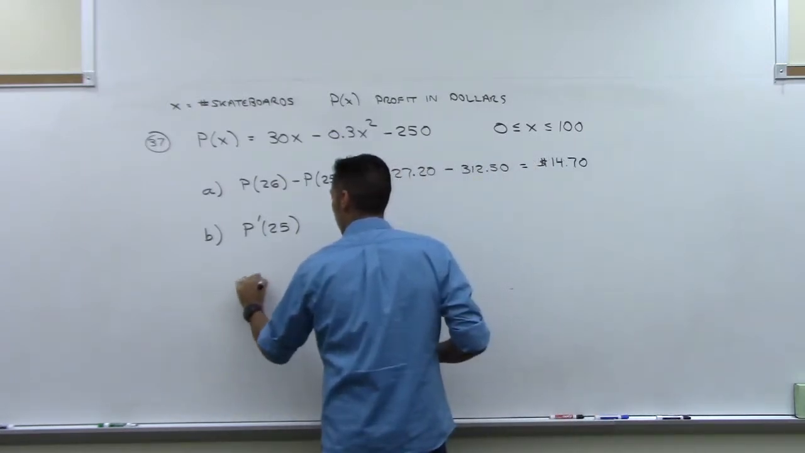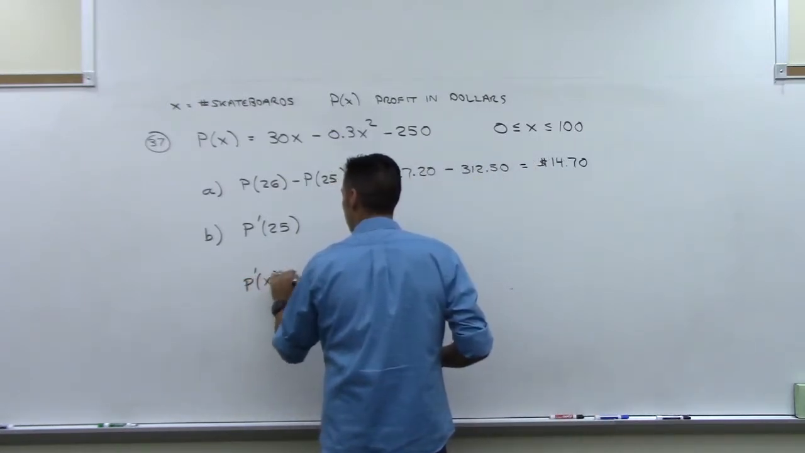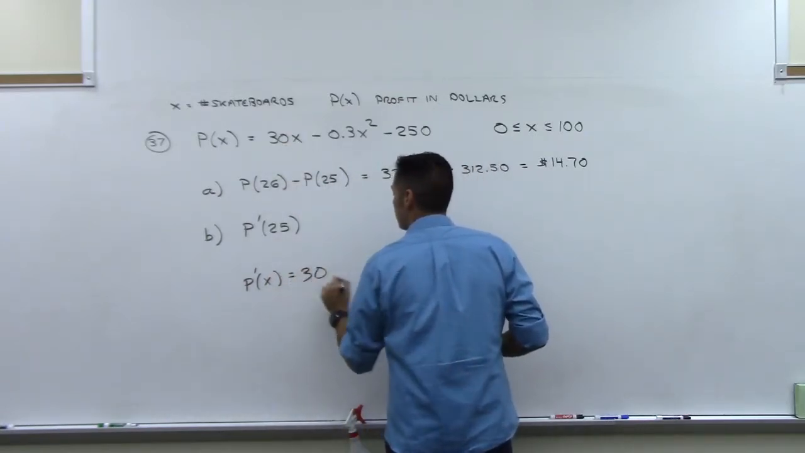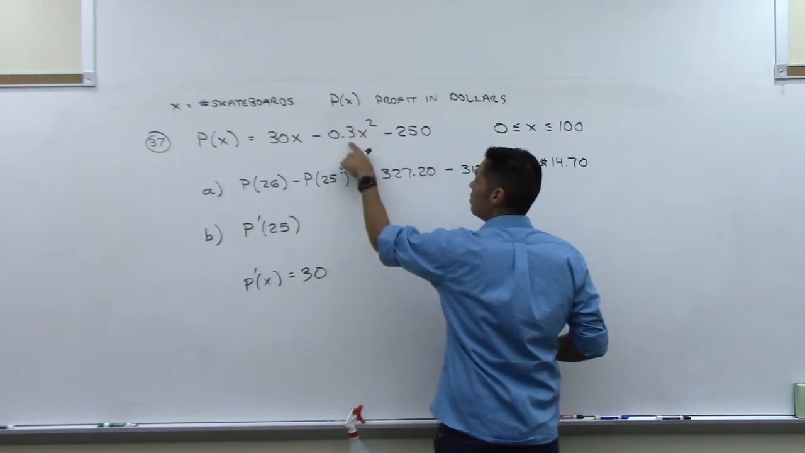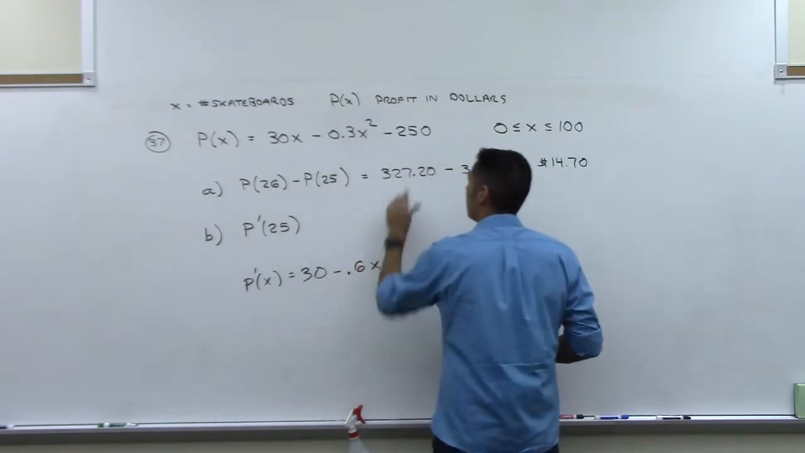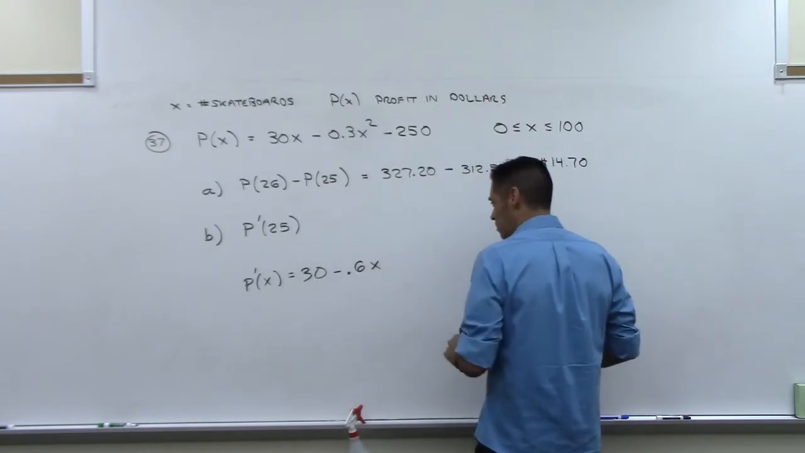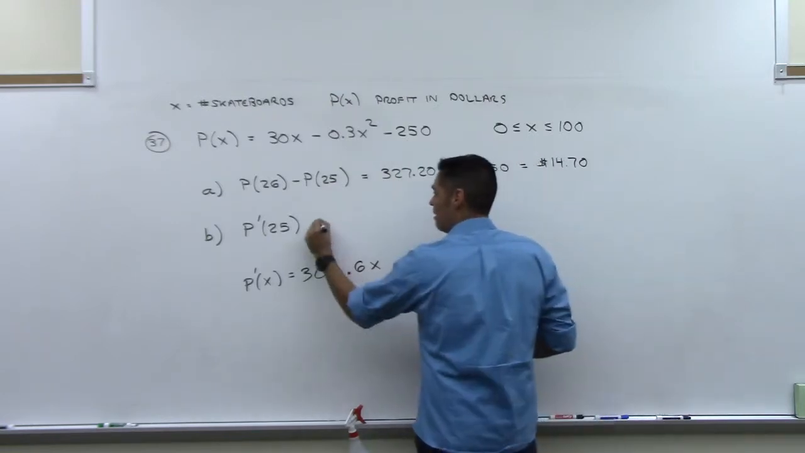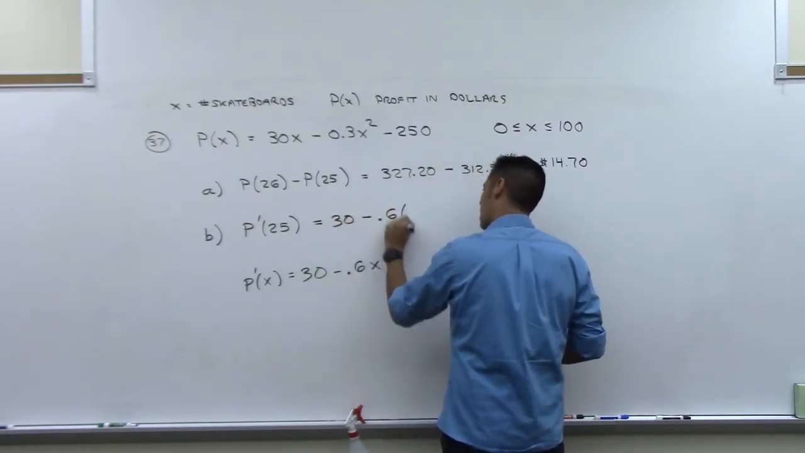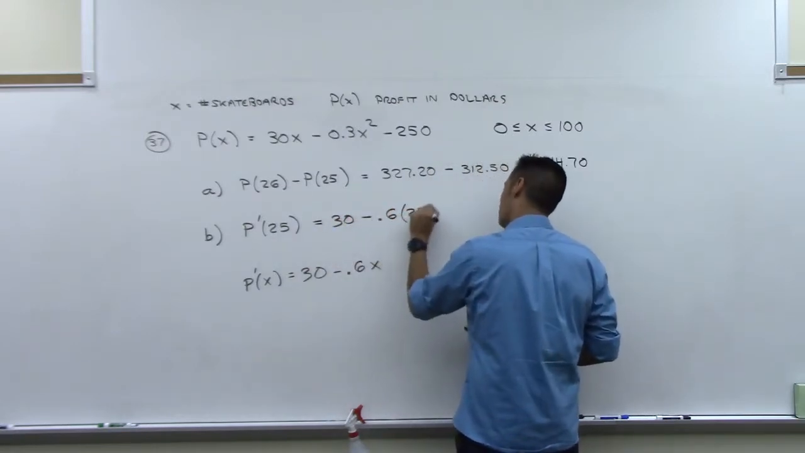Let me get the derivative. I haven't done that yet. The derivative of the profit is, derivative of this is 30. I'm going to start showing less work here. This 2 comes out, that becomes minus 0.6x, and then the derivative of the constant is 0. So now I take that, come up here, 30 minus 0.6 times, I'm plugging in 25.